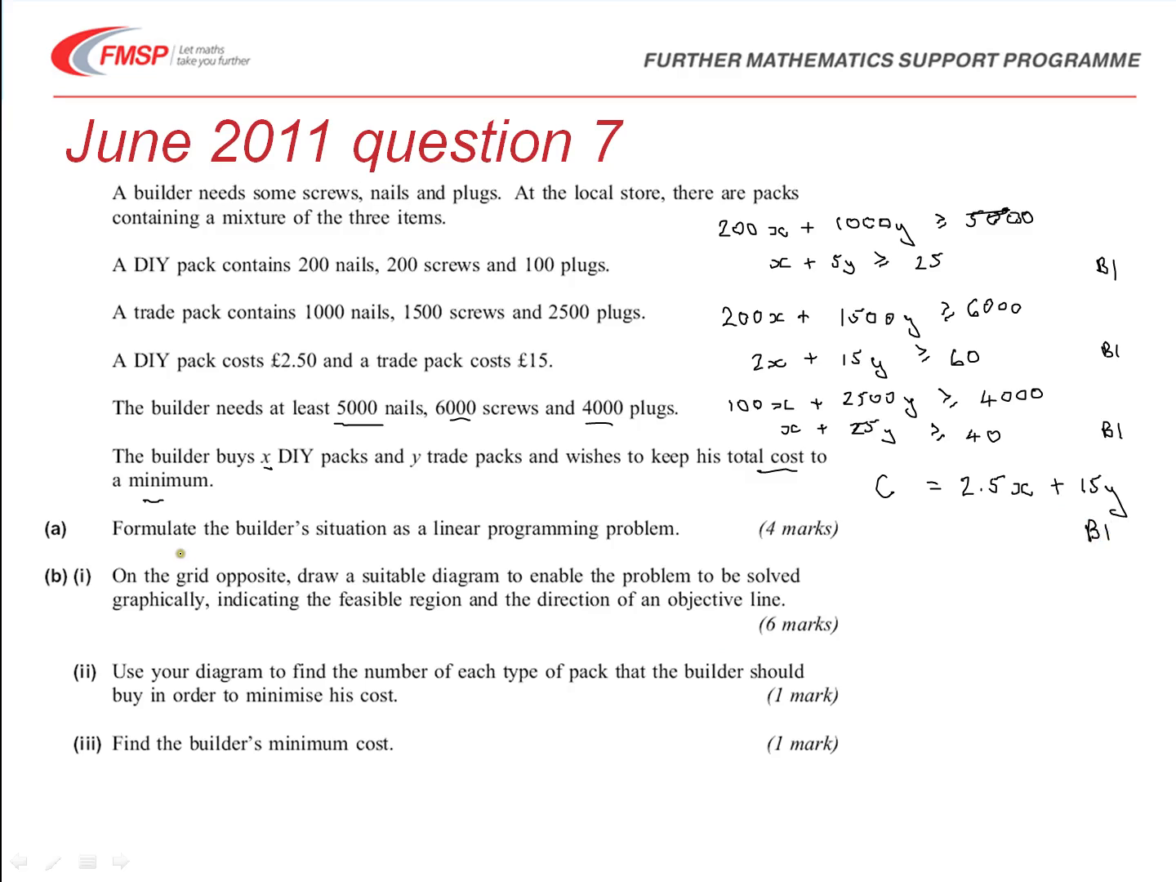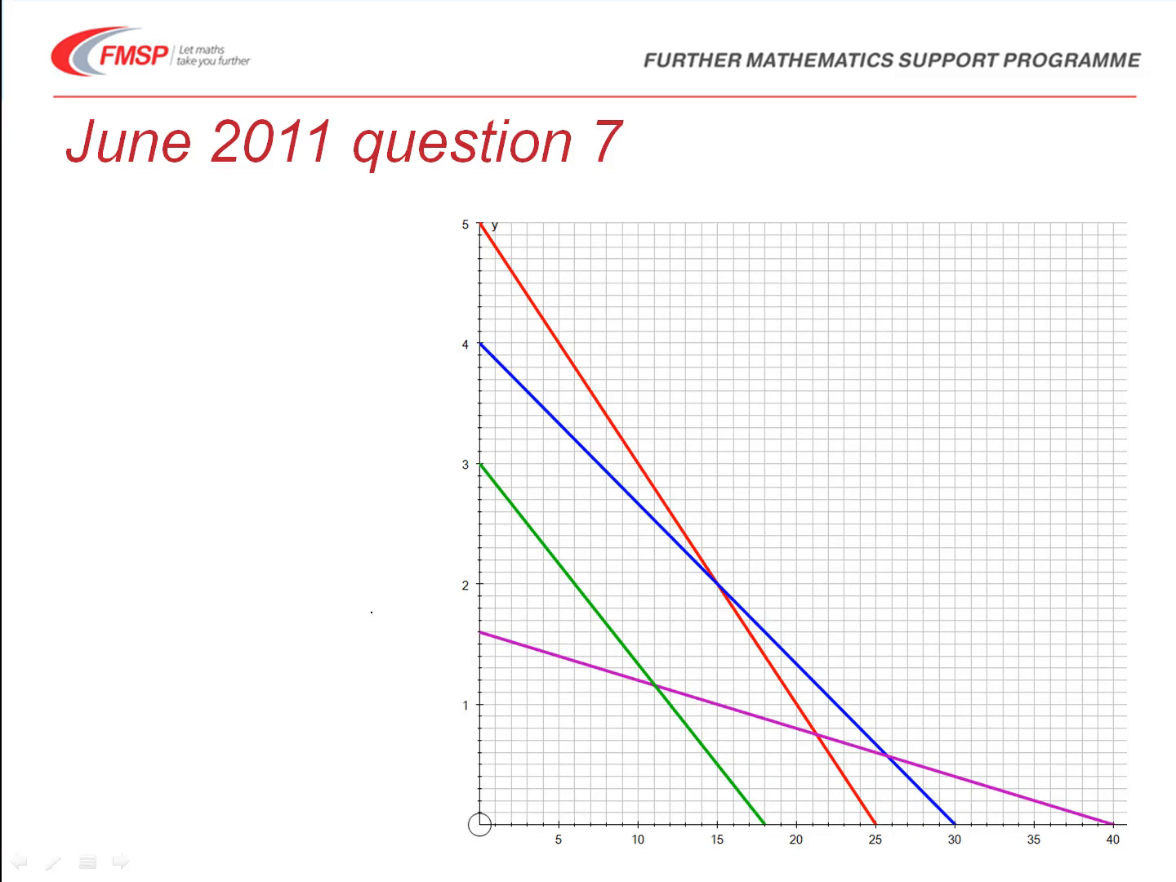Okay, on to part B. It says we've got a grid on which to draw a suitable graph showing the feasible region and the direction of an objective line. Okay, so here's one that I've drawn earlier.